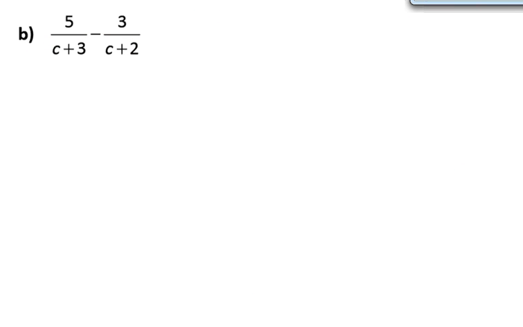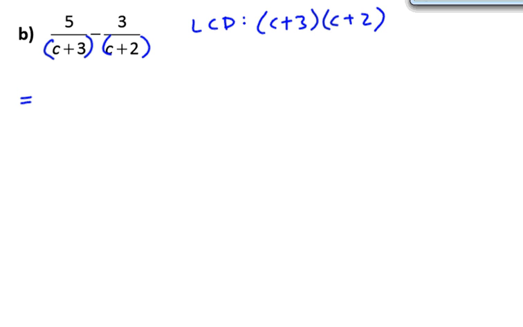All right, for example B, we have the same thing. We have denominators of c plus 3, remember, think of that as a binomial, and c plus 2. They're not the same, so our LCD is going to be just c plus 3 times c plus 2. Now I'm going to go straight into the shortcut. The 5 in the numerator of c plus 3 needs the c plus 2, so I'm going to put the c plus 2 with the 5.